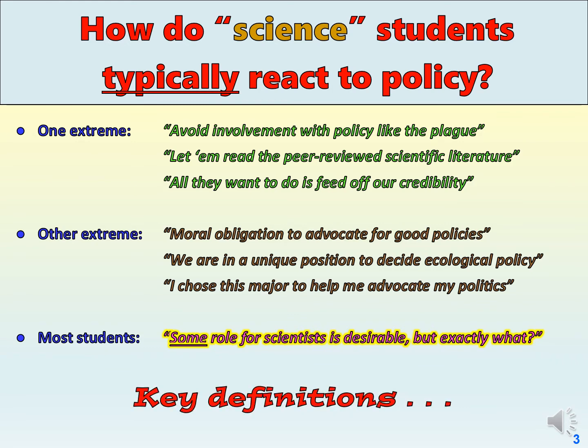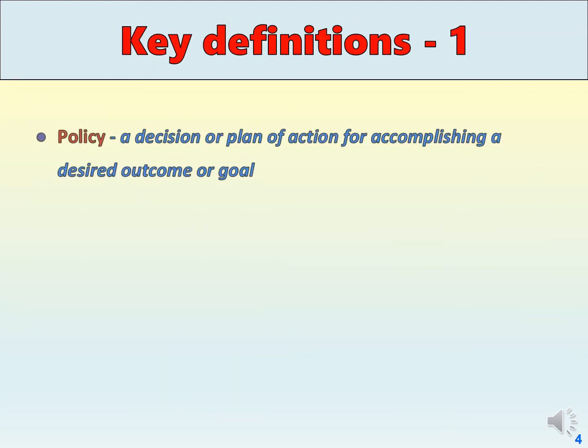And these definitions, there's no right or wrong definitions, but I give you these to make sure that we use these words, we're talking about the same thing. First definition. A policy is nothing more than a decision or plan of action for accomplishing some desired outcome. So the key with a policy is there needs to be a goal. Now that goal could be ambiguous, it could be unclear, it could be open for debate, but there's something that is trying to be accomplished.